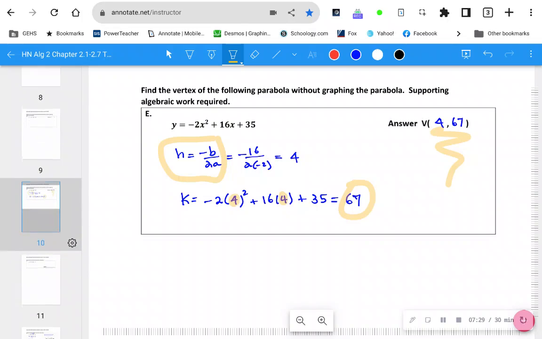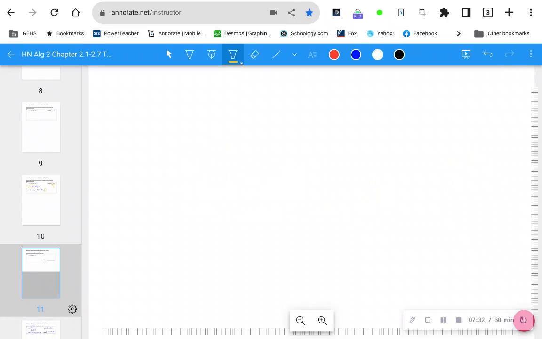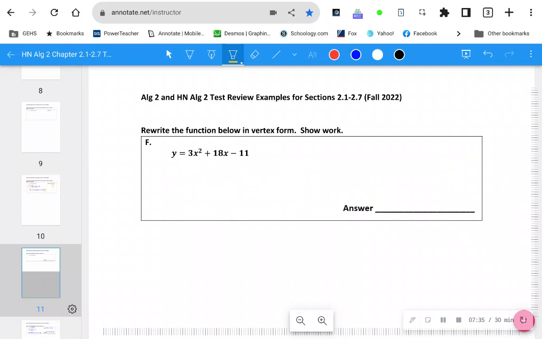Okay, let me see if I can get one more in here. I'm trying to keep these videos under 10 minutes. We're supposed to rewrite this function in vertex form. Show all your work.